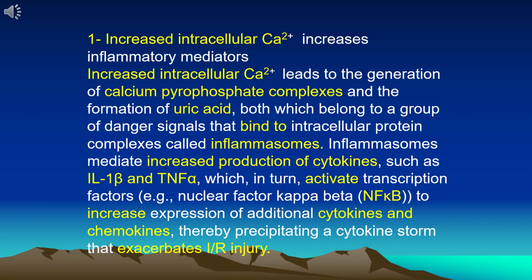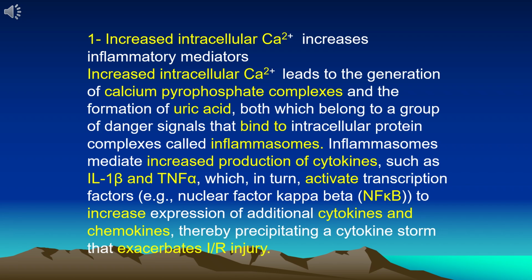These substances are recognized by the cell's internal security system, protein complexes called inflammasomes. When calcium-dependent danger signals bind, the inflammasomes activate. This activation is a major alarm bell. It leads to the massive production of potent pro-inflammatory cytokines, most notably interleukin-1 beta, IL-1β, and tumor necrosis factor alpha, TNF-α. These cytokines then activate master transcription factors like nuclear factor kappa B, NF-κB, which in turn switches on the genes for even more cytokines and chemokines.